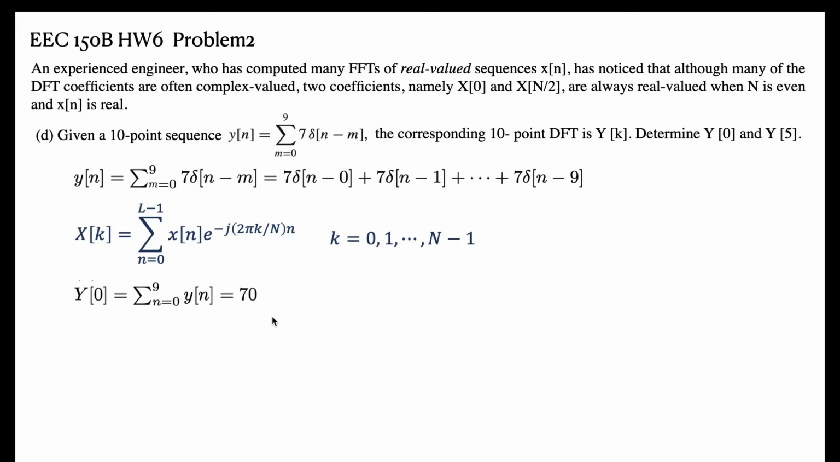And then for Y[5], you are replacing n with the values from 0 to 9. And after summing those values up, you will get Y[5] equals 0. And that'll be all for problem 2. Thanks for watching.